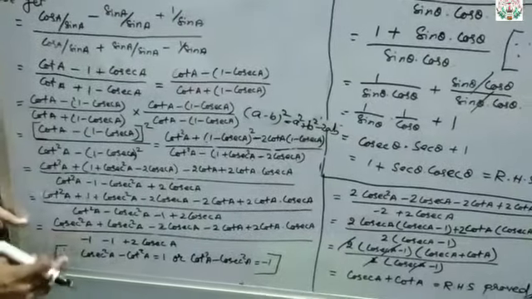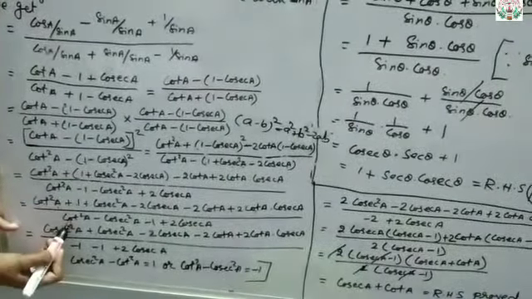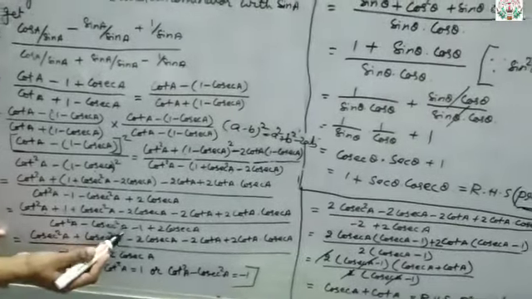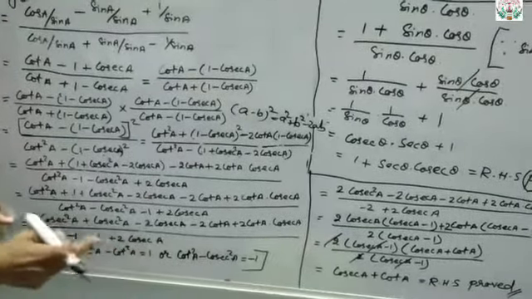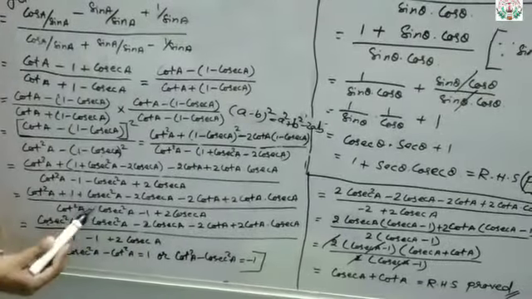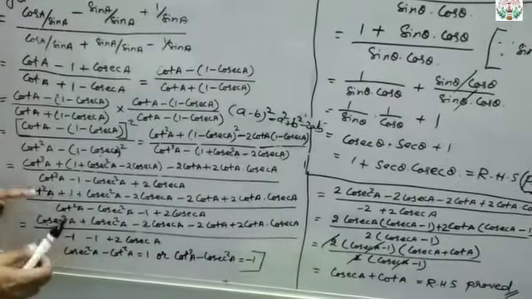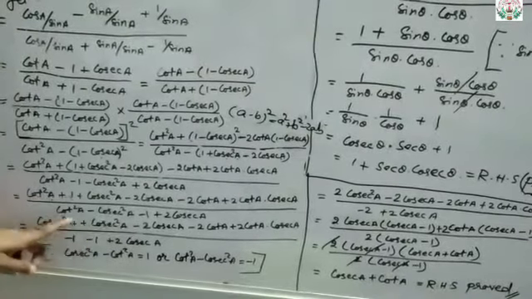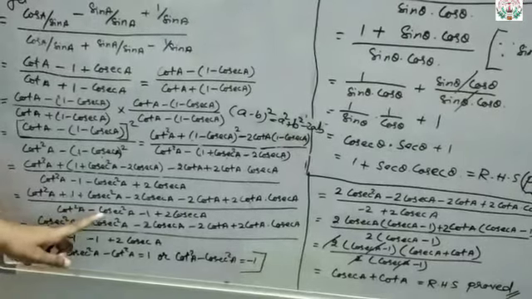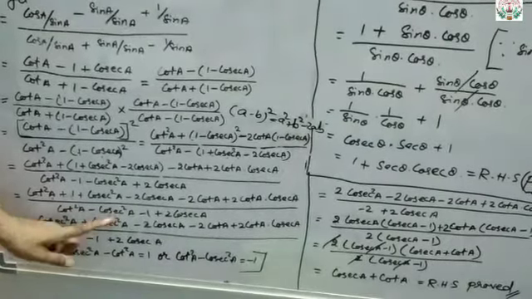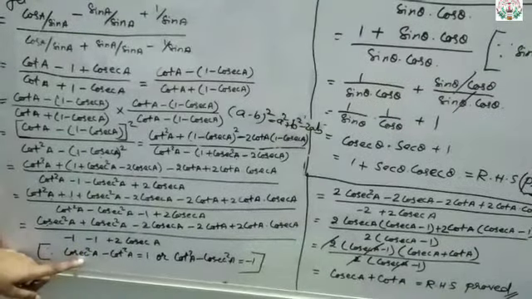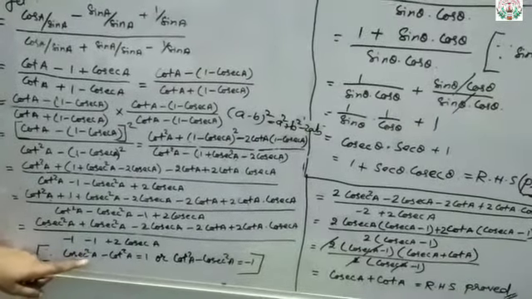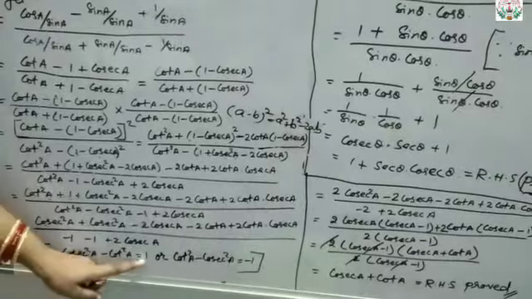Clear? Now after that, down you can see cot square A minus cosec square A. The formula we know, that is 1. So we will put that here. Now, cosec square A minus cot square A, but we know that formula: cosec square A minus cot square A equals 1.